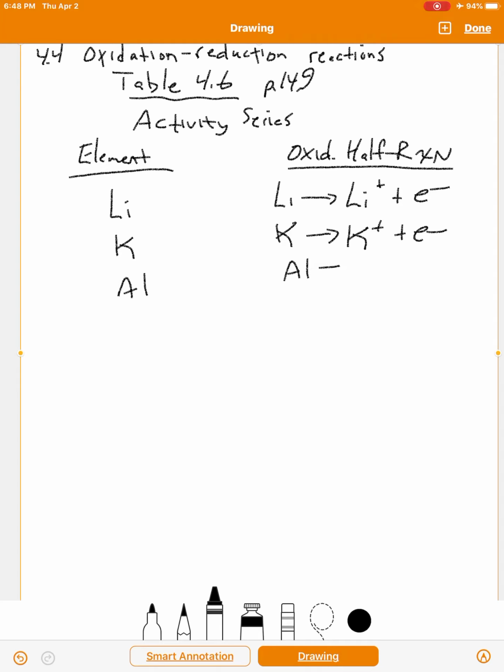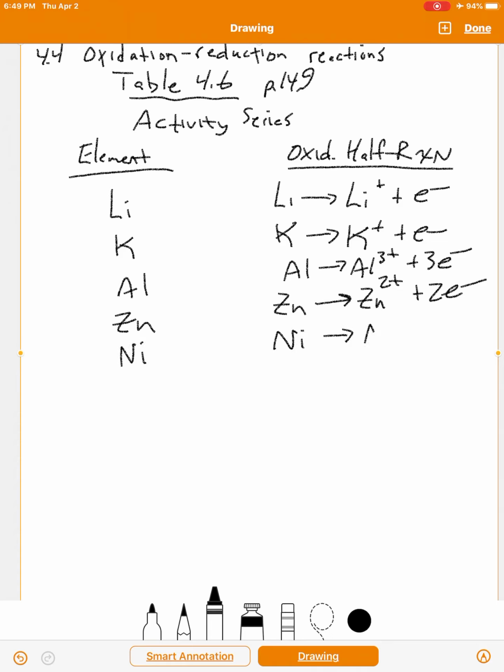Some of these metals you're familiar with, like an aluminum can. 3 electrons, right? Next one, perhaps zinc. Zinc undergoes oxidation, becomes +2, meaning it lost 2 electrons. That's really what those half reactions are showing. They're showing you what happens when the element loses some number of electrons, undergoes oxidation. You get nickel, and then you get lead. And there's lead.